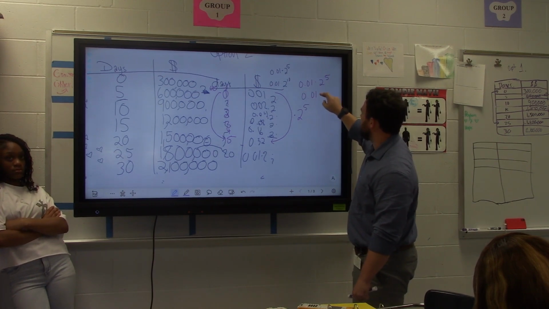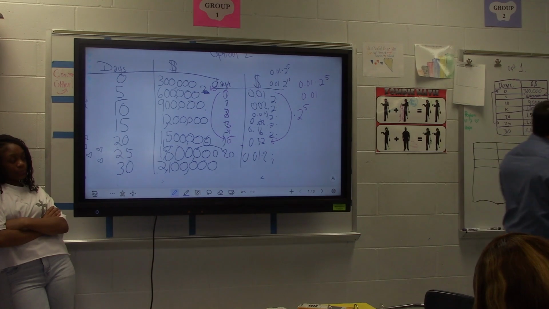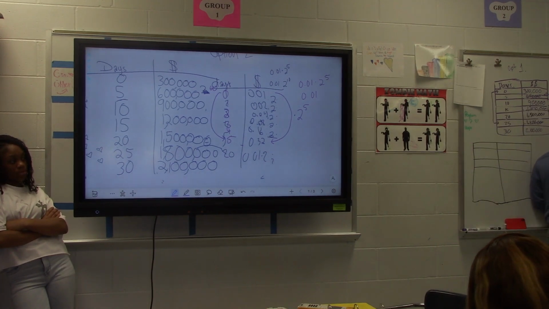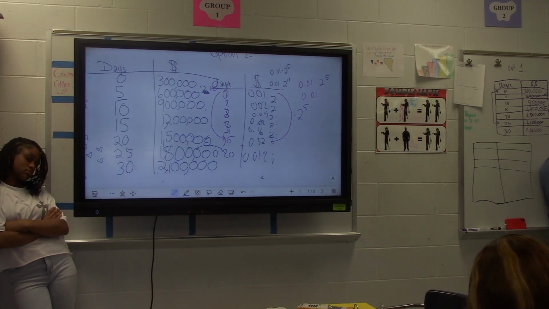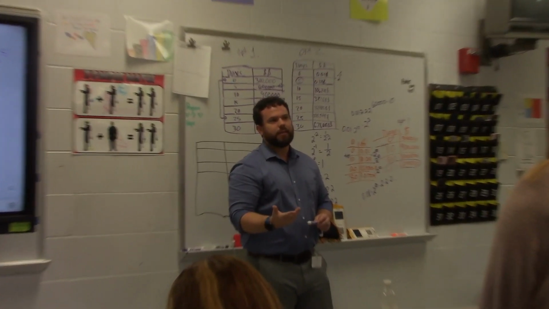What if I wanted to go to 10 days? Notice Mel and her group went by 10 days. What happened? It went up. Yeah, but how many times did they multiply by 2? Well, you said 10 days? Yeah. 2 to the 10th. So they went 0.01 times 2 to the 10th. Yeah. So what would happen if I wanted to go by 30 days?